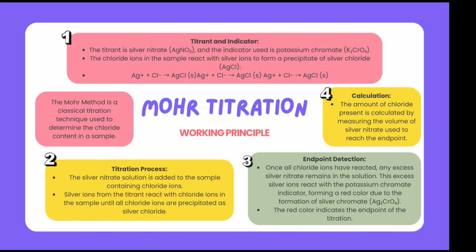The third one is endpoint detection. Once all the chloride ions have reacted, any excess silver nitrate remains in the solution. These excess silver ions react with the potassium chromate indicator, forming a red color due to the formation of silver chromate, Ag2CrO4. The red color indicates the endpoint of the titration. The last one is calculation. The amount of chloride present is calculated by measuring the volume of silver nitrate used to reach the endpoint.